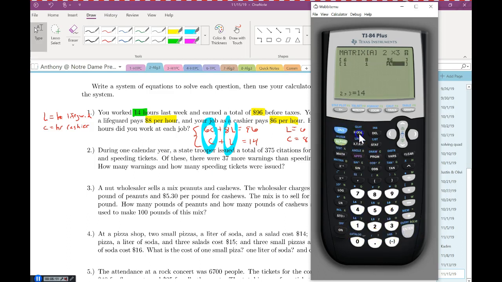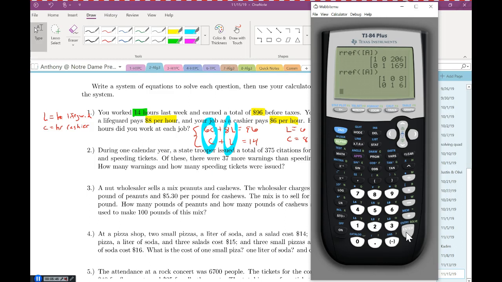Once I've done that, I'm going to exit back to the main screen. I'm going to go back to the matrix menu. This time I'm going to go to the Math tab. I'm going to scroll down the Math tab until I see the command RREF. I'm going to select that command, and I'll go back to the matrix menu and select that matrix A that we just made. Close my parenthesis and press enter. And it outputs this matrix for me.